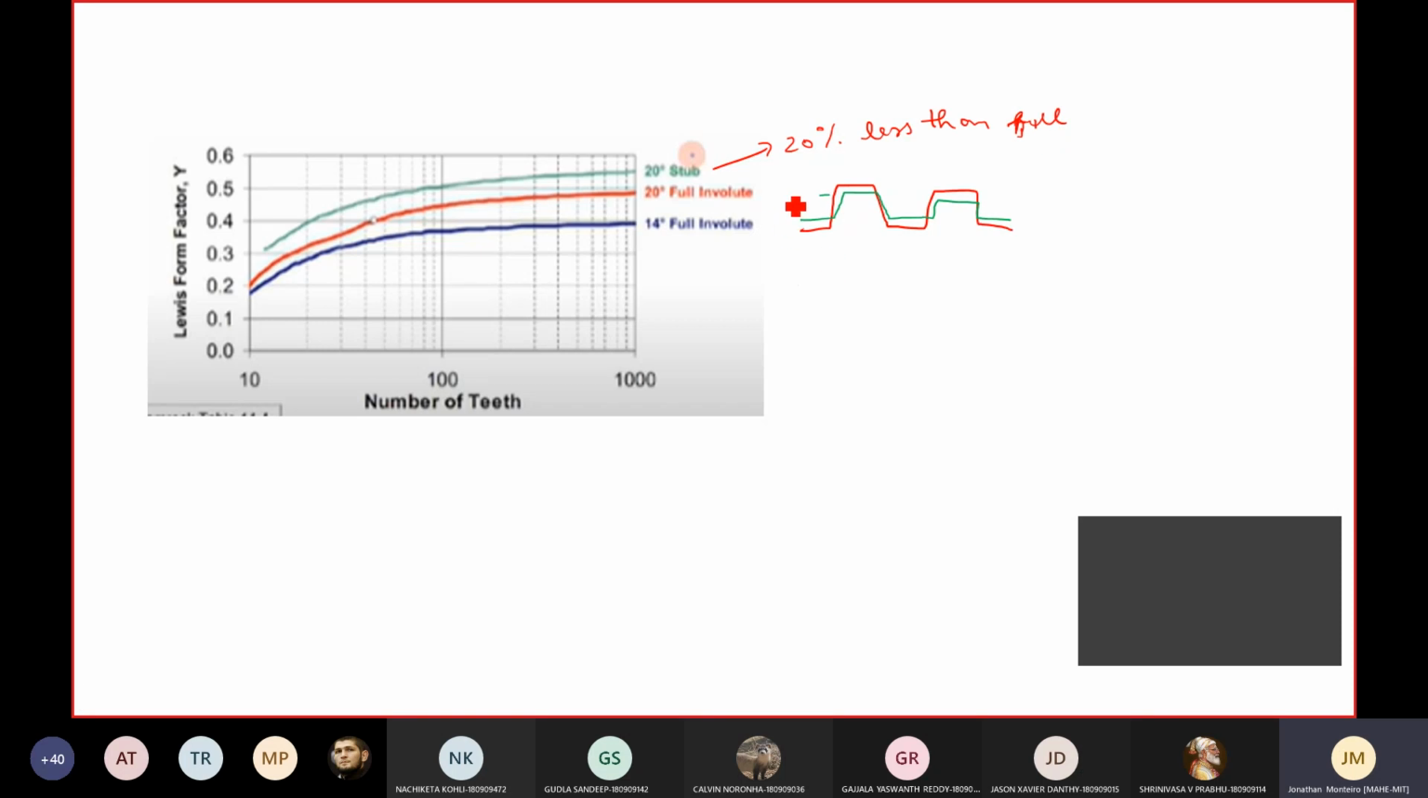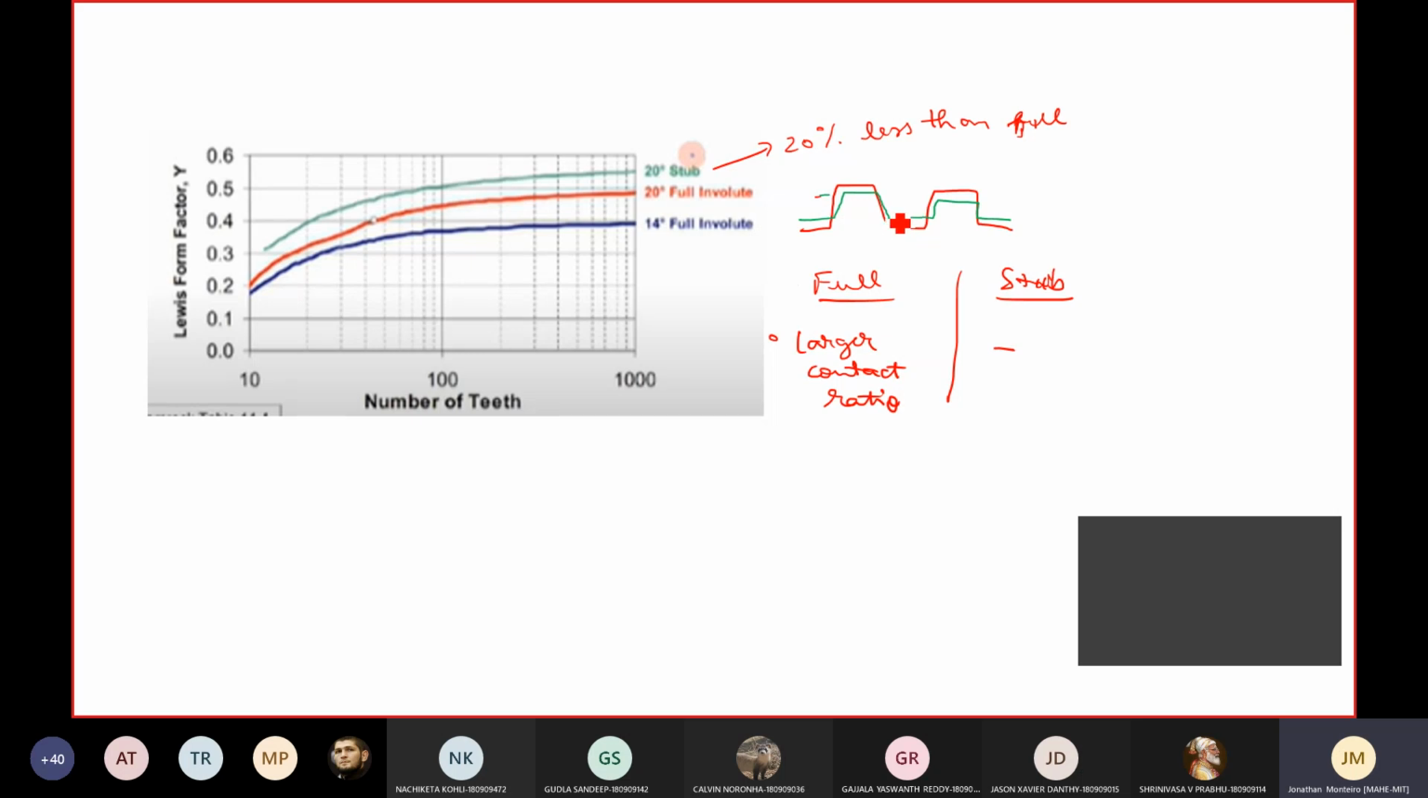If I just point out the differences between full and stub, full depth has a larger contact ratio compared to the stub teeth. Then, since the height is 20% less, there is a slight difference in the working depth also.